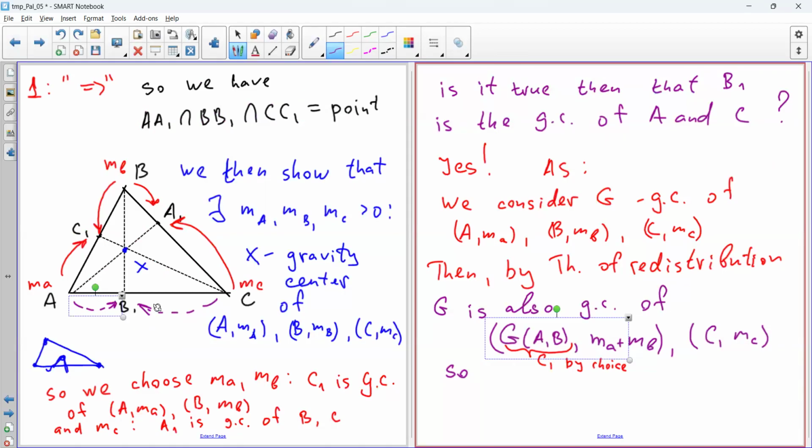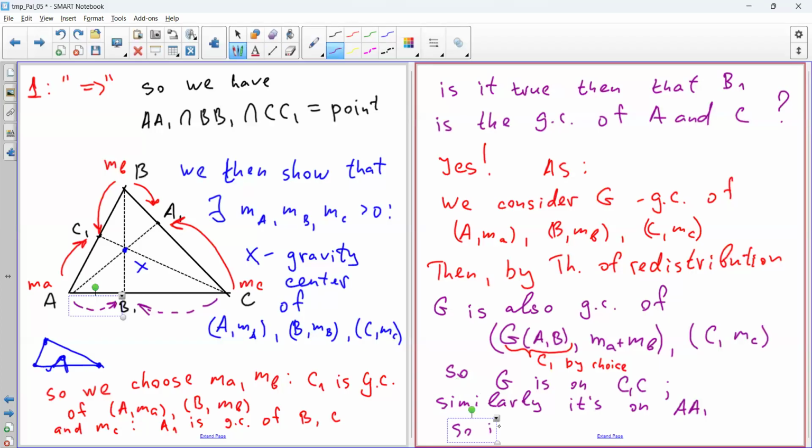Okay, so we have this. So G is on CC1. So G would be belonging to this segment. But also similarly, it's on AA1. Why is that? It's just because the gravity center of these two, we also know it's A1. So the gravity center of the entire system, by the redistribution, would be on this segment as well.